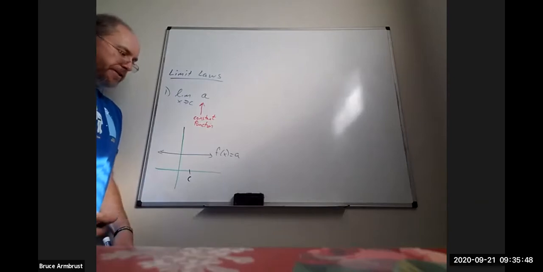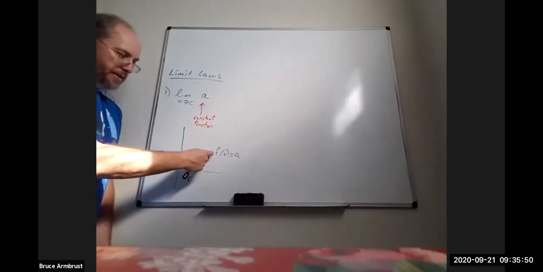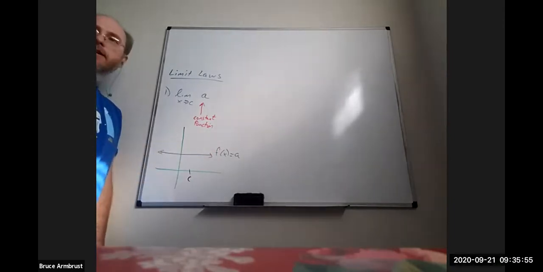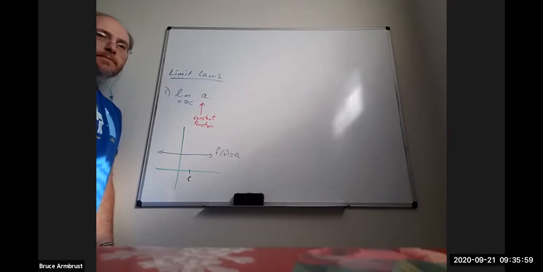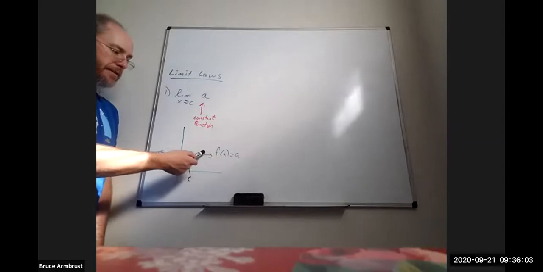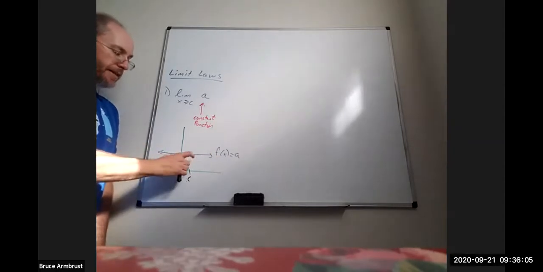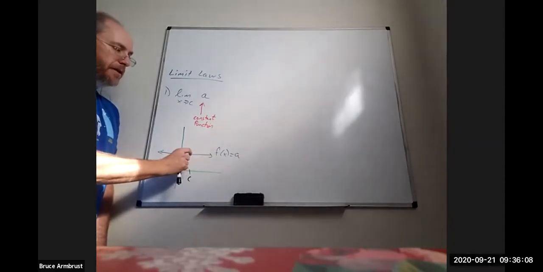So think about this graphically. Imagine you're a spider walking along. What's happening to your y value as you get closer to it? Stays the same. Yeah, it stays the same. It's always a, right? You're staying horizontally, and the same thing happens if you come from the left.